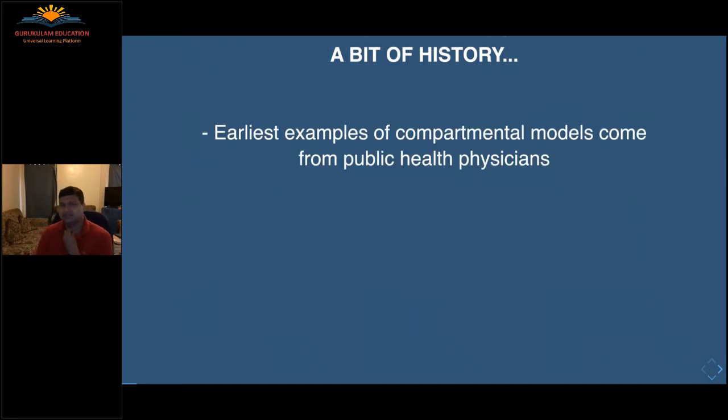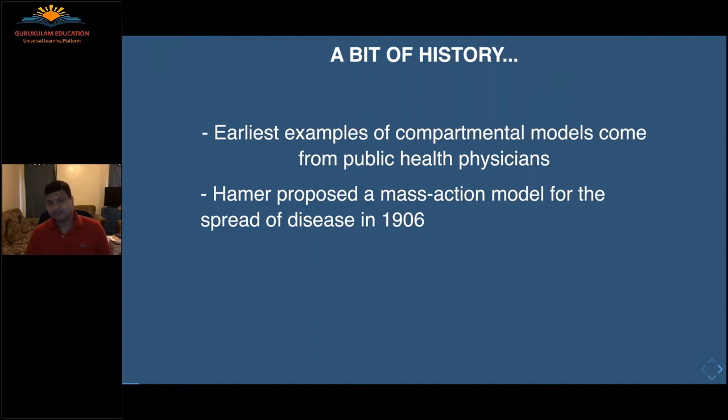Then the earliest examples of compartmental models actually came from public health physicians, not mathematicians. So what are compartmental models? By now, thanks to COVID-19 and constant media coverage of COVID-19 and mathematical models, you probably know what compartmental models are. Compartmental models put people in different compartments, like the susceptible compartment, people who are susceptible to a particular disease and not yet infected, and the infected compartment, and then the recovered compartment. So yeah, these kinds of compartmental models were first proposed by public health physicians, actually.